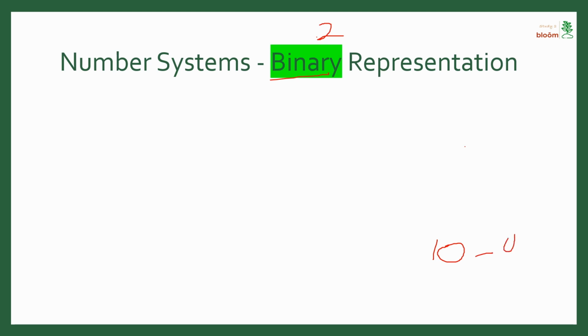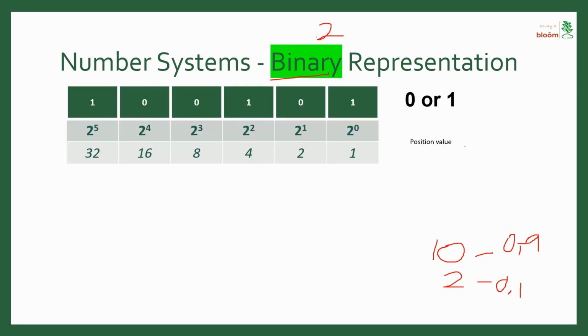We use values from 0 to 9 to represent a number. Likewise, in binary representation there are two values, 0 and 1. In decimal representation it is 0 to 9, and in binary representation it is two values, 0 and 1. So let's see how a number can be represented using these two values.